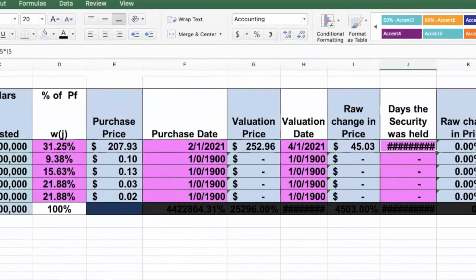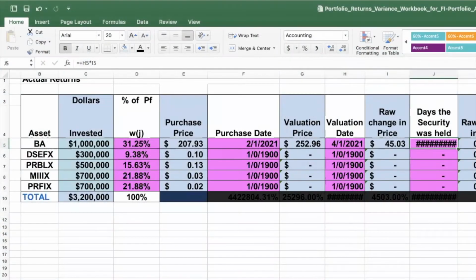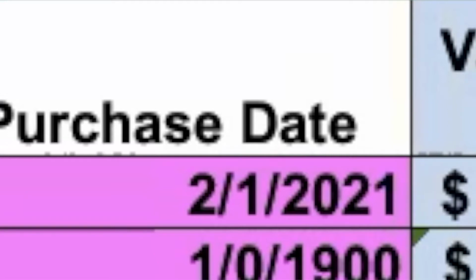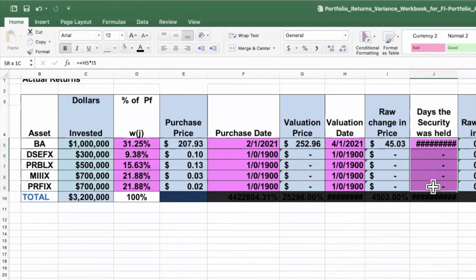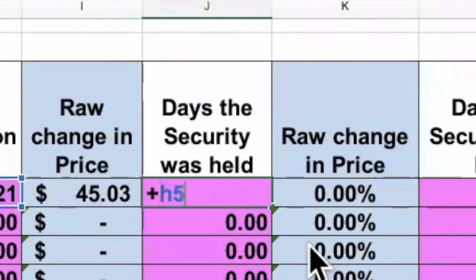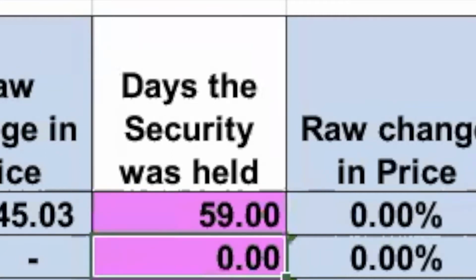So we need to know the number of days between April 1 and February 1. So that's going to be the difference between H5 minus F5. All right, so that's going to be 59 days.